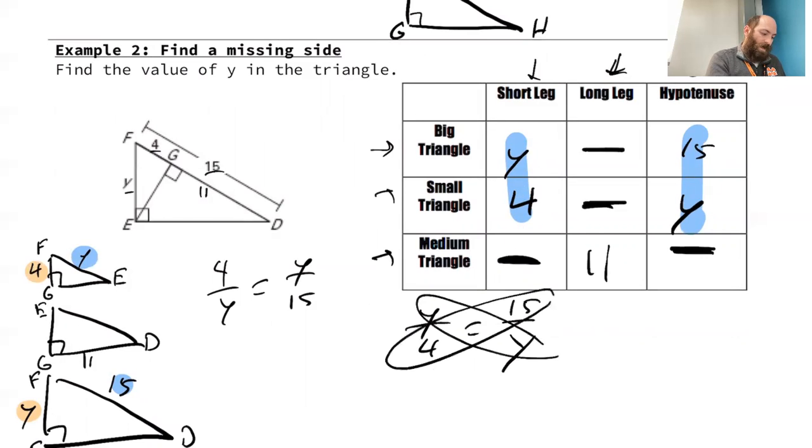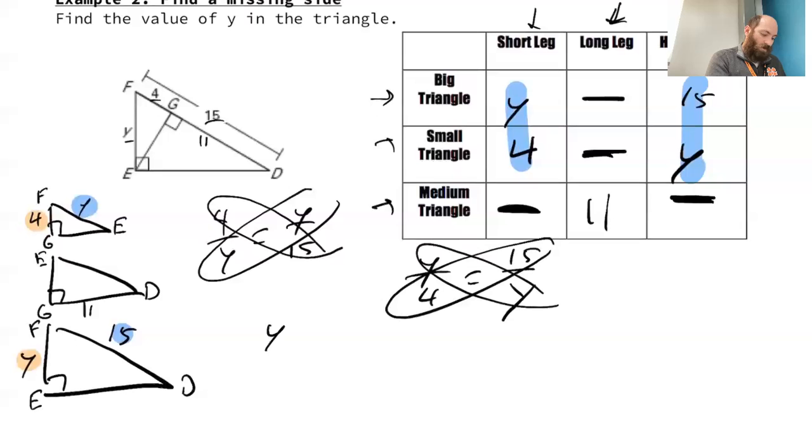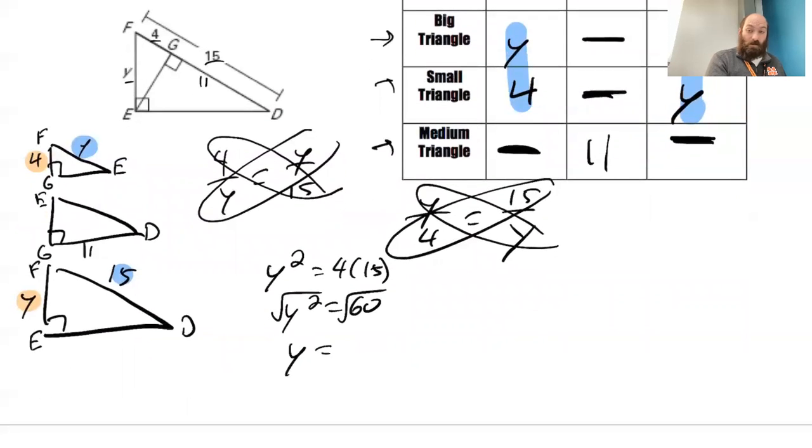I cross multiply, and you see in both cases, I get the same thing because I got y times y is y squared, and then 4 times 15. So y squared equals 60. Then we'll square root that. Now, if I want the approximate answer, you just plug this in the calculator. If I want an exact answer, you're going to break that down as a radical.